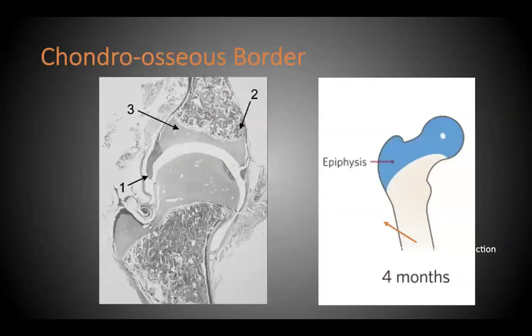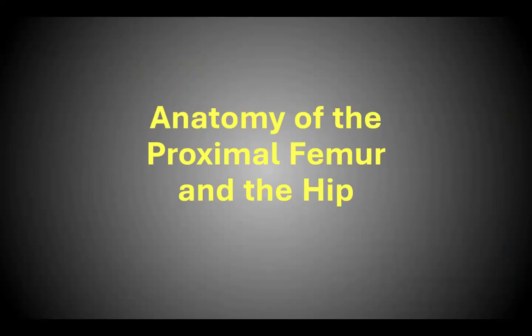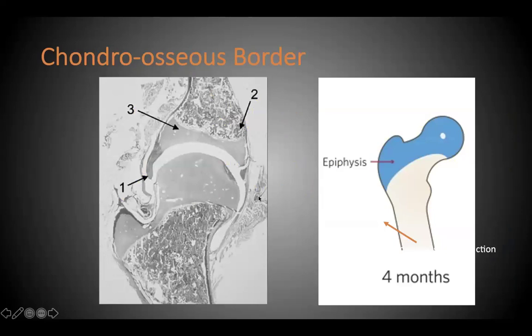Then we will talk about the morphology of the hip joint that we see in an ultrasound scan. This is what a proximal femur in a neonate looks like. This is the head and the greater trochanter, which is completely made up of cartilage. And this is the metaphysis of the femur, which is made up of ossified bone.